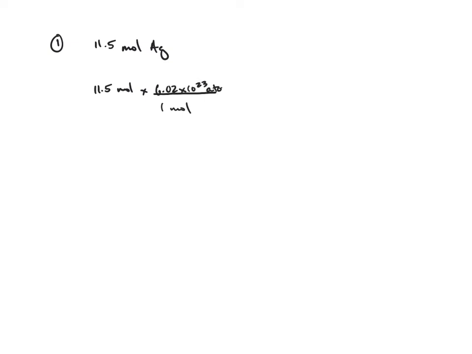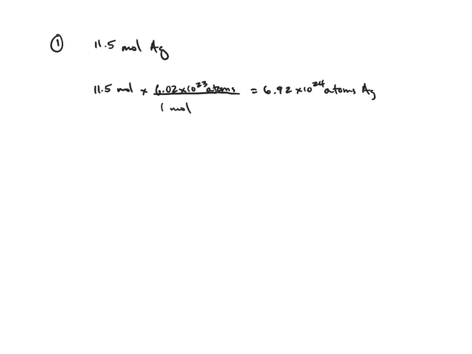In this case, we have atoms, right? It's silver. Silver is an individual element, so we're talking about atoms of something. So 11.5 times 6.02 times 10 to the 23rd. And if this is correct on my calculator, we should have 6.92 times 10 to the 24th atoms of silver. That would be your answer for a problem like number 1.